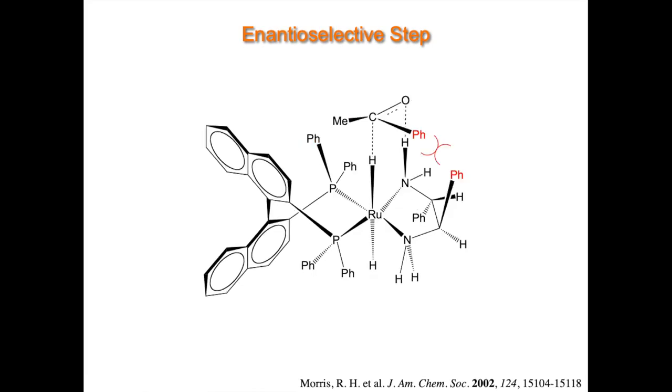By the way, you can't have it add on the other way either, by rotating the molecule 120 degrees that way. That also is forbidden because of the phenyl group on this side as well. Okay, so that's again what causes the enantioselectivity when you have a catalyst like this.